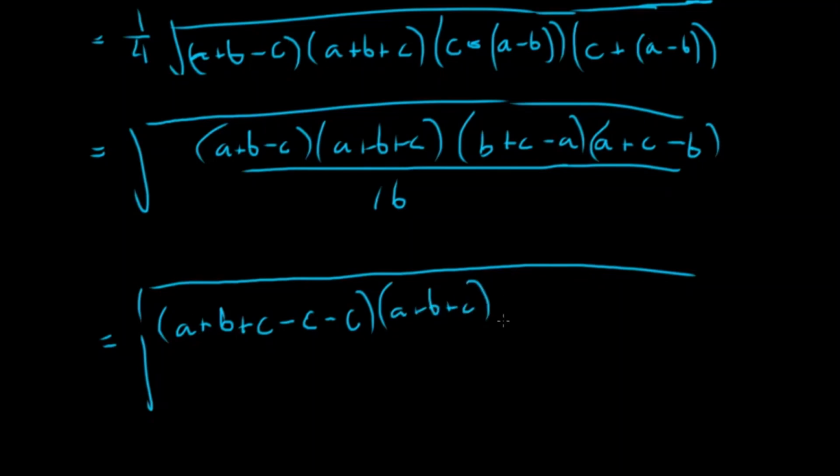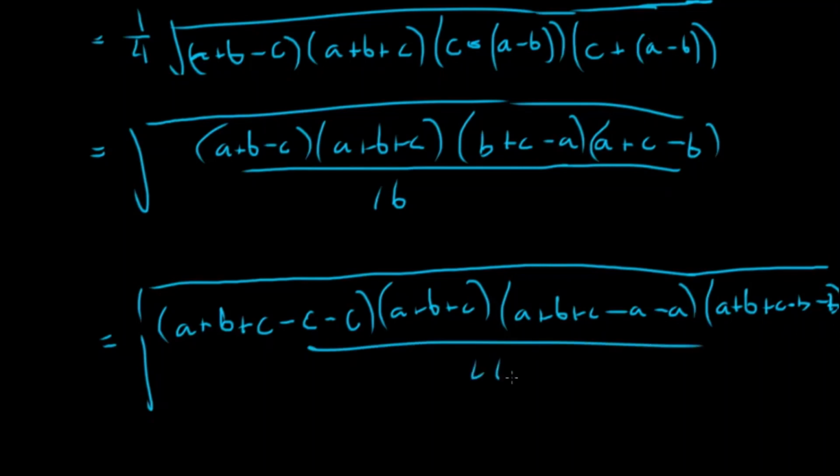I want that there. Here I want an a, so I'm going to have an a plus b plus c minus a. I've introduced an a, so I have to get rid of it, and then I have a minus a. And then this last one, I'm going to have an a, and I want to introduce a b, so I need to get rid of the b that I introduced, minus the b that's been there the whole time. All right, and this is all divided by 16.